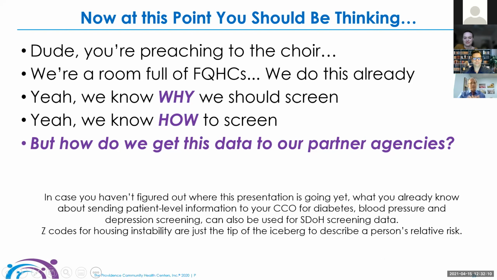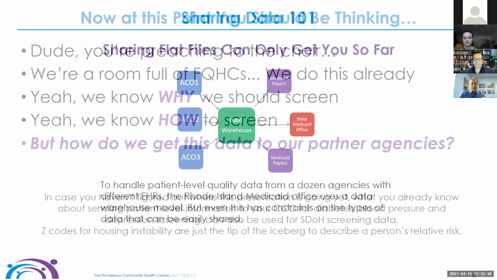And in case you didn't figure this out already, I challenge you to look beyond the Z code, because it's not just a Z code. It's not just one ICD-10 thing. We're talking about all the data you're measuring for the CCO: diabetes, blood pressure values, all this other stuff. You need to figure out how to move the data from point A to point B. And Z codes are just the tip of the iceberg to help you describe relative risk.